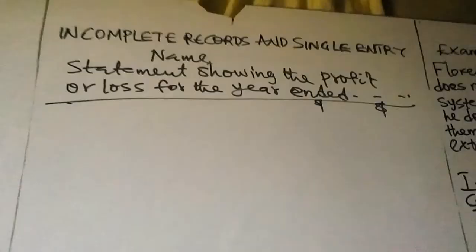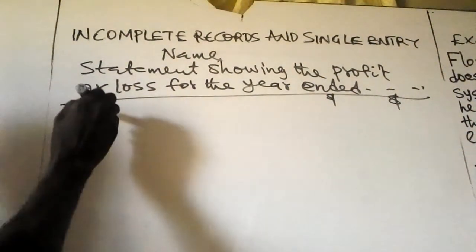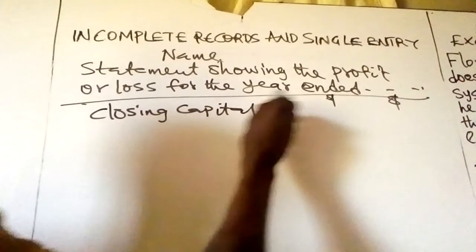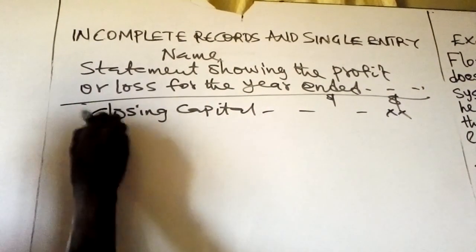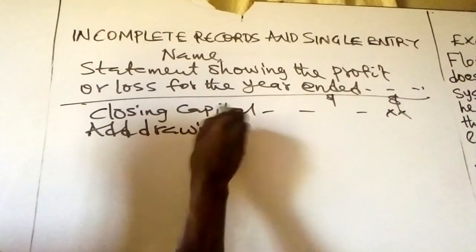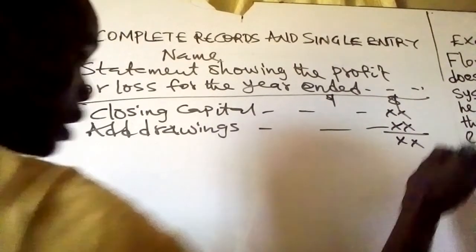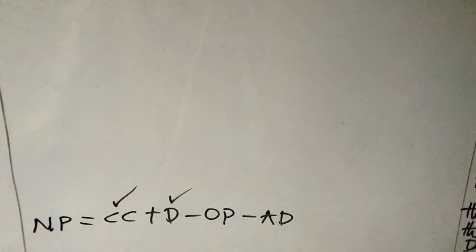Now, let's put down the closing capital. We have closing capital. We add drawings. Then, having considered the closing capital and drawings, we less opening capital, we less additional capital. So we need to less opening capital and additional capital.